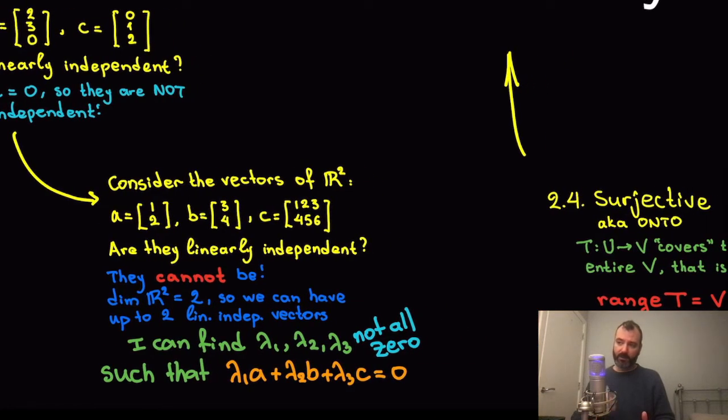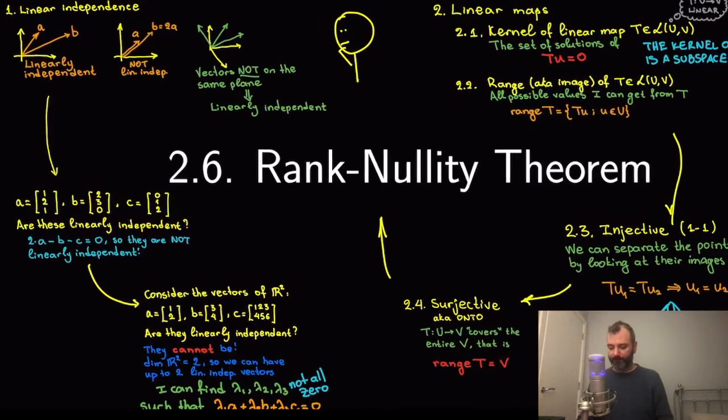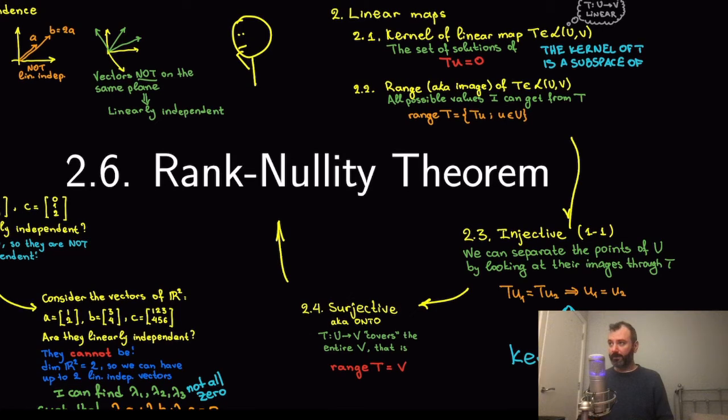So now, since they are not linearly independent, it means that I can find three numbers, lambda 1, lambda 2, and lambda 3, and not all of these three numbers will be 0 at the same time. At least one of them will be non-zero, such that lambda 1 a plus lambda 2 b plus lambda 3 c is equal to 0, since they are not linearly independent. What I'm saying now is based on the definition that we introduced in the previous video lecture.